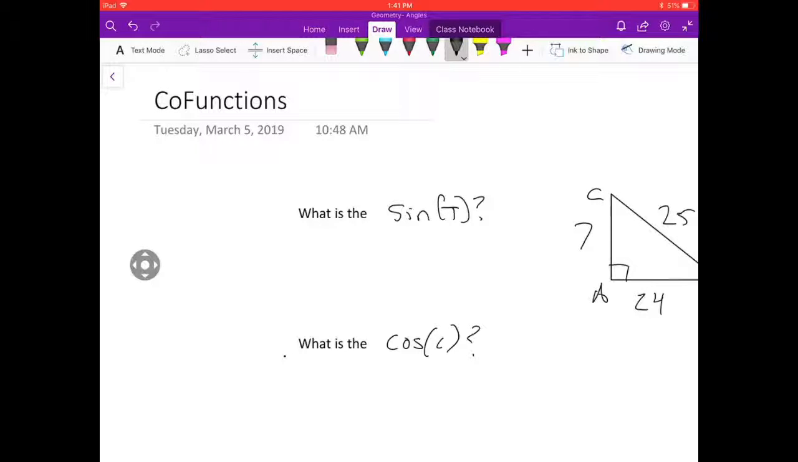This video is going to be about cofunctions. So we're going to take a step away from some of the word problems and solving for sides and angles, and we're just going to talk about our cofunctions. And cofunctions are going to be sine and cosine. They're considered cofunctions, and in this video we're going to talk about a little bit why.